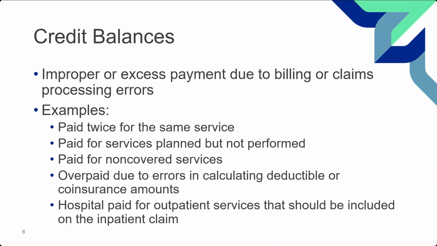Maybe you were paid for services that were planned but not performed. You had everything set to go. Your system thought that those services or that item was provided, and for some reason or another it wasn't. And so now you have this outstanding credit.